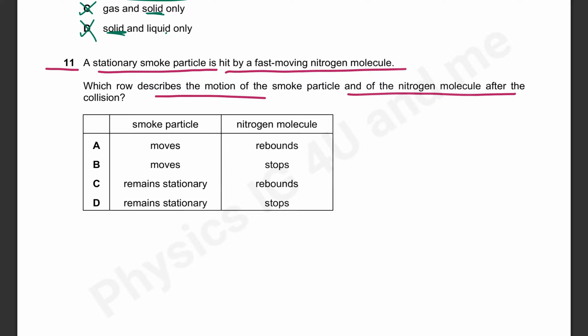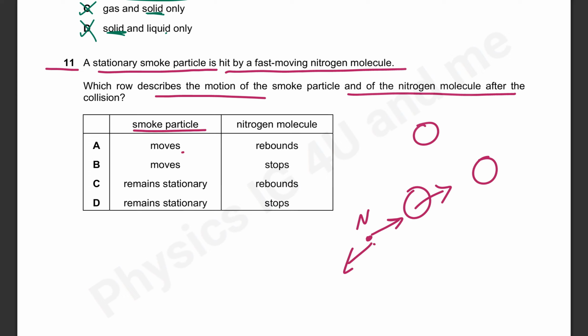Okay, so if I have smoke particles here moving in air or maybe in nitrogen, and a nitrogen particle comes here, the nitrogen particle will hit the smoke particle. So the smoke particle will start moving in a certain direction, and this nitrogen will bounce back. Here they're asking me about the smoke particle. Of course, it is going to move, and the nitrogen molecule is going to rebound. So the answer is A. I hope it's clear.